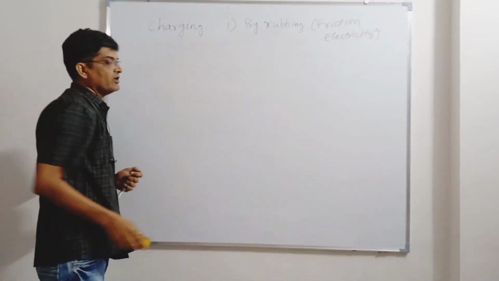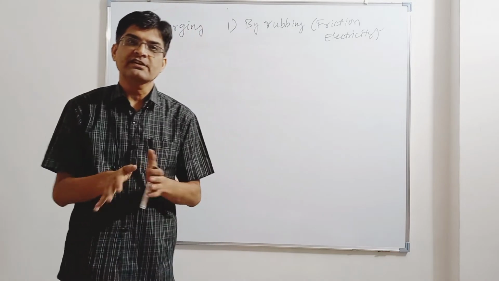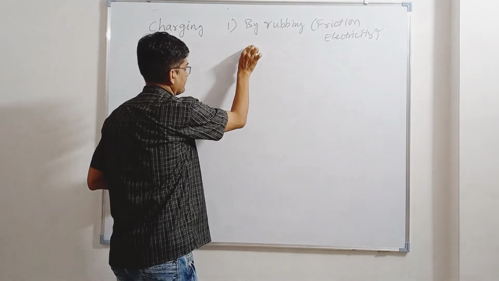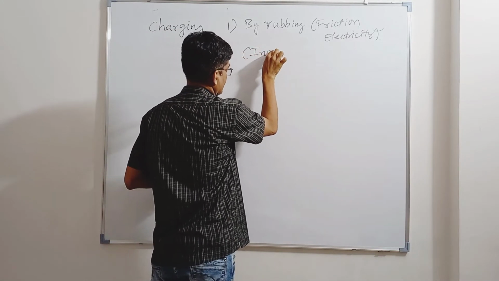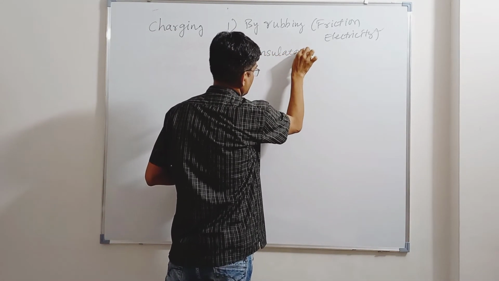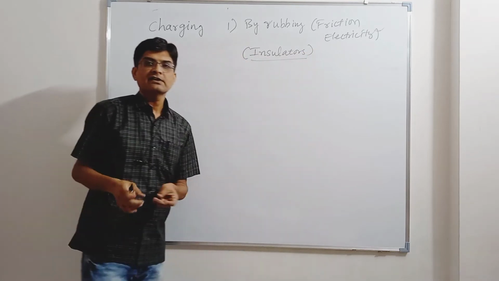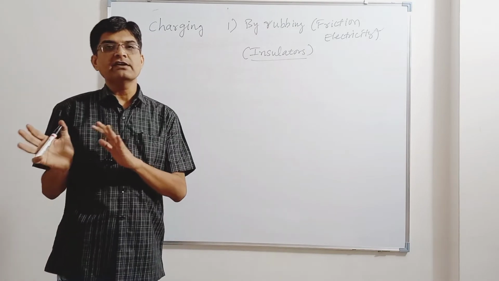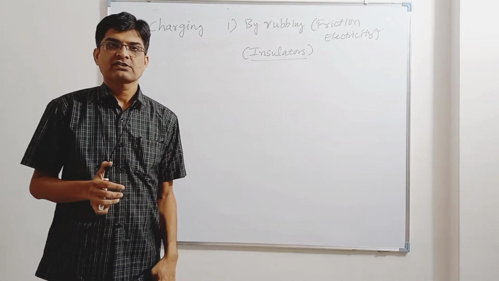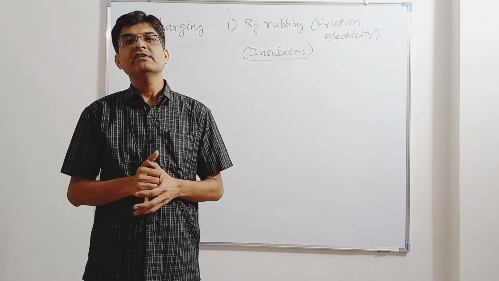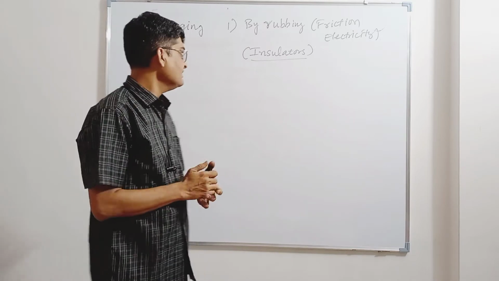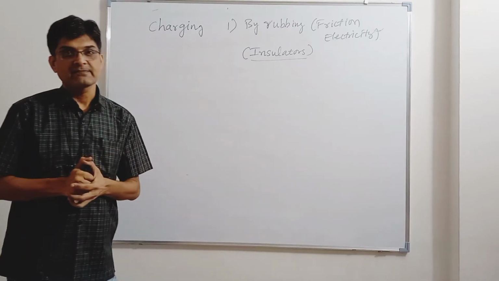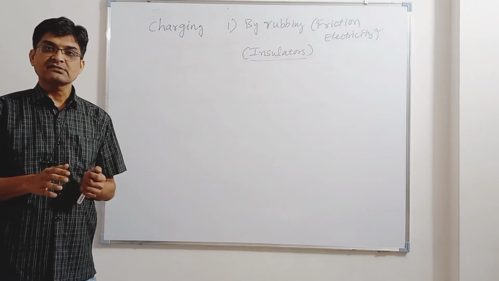When you rub or apply friction, you are doing work on certain objects, and those objects are generally insulators. You have learned about insulators in the previous class also. The matter which is not a very good conductor of electricity or electrons is called an insulator, or it has very high resistivity. These are the matters which can be charged by rubbing. You cannot charge conductors by rubbing.